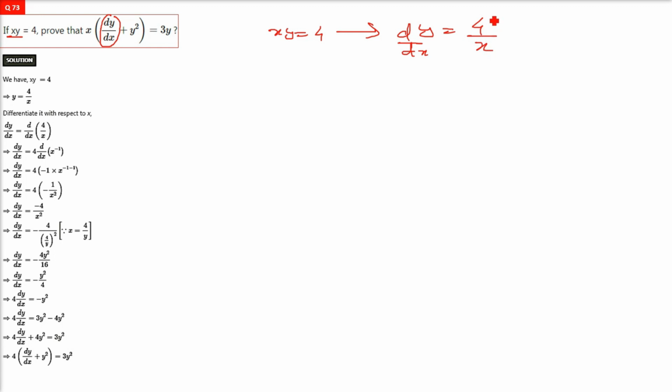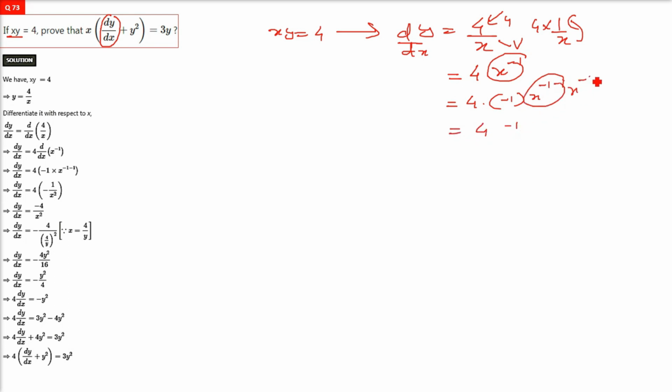So when you differentiate 4 by x, you can assume it to be u by v and do the differentiation in the quotient form. But 4 is a constant, so you don't have to worry about that. You just have to differentiate 1 by x. So x can be taken to the numerator, it will be x to the power minus 1. The differentiation of x to the power minus 1: minus 1 will come in front, x to the power minus 1 minus 1. So finally you will get minus 1 times x to the power minus 2, and when you bring this x to the power minus 2 into the denominator, it is going to be minus 4 by x squared. So that is dy by dx.